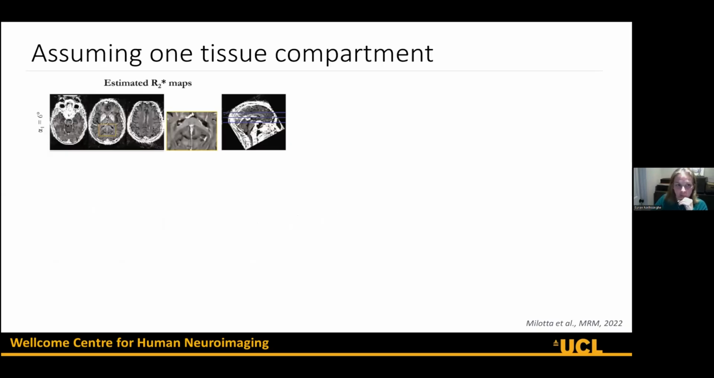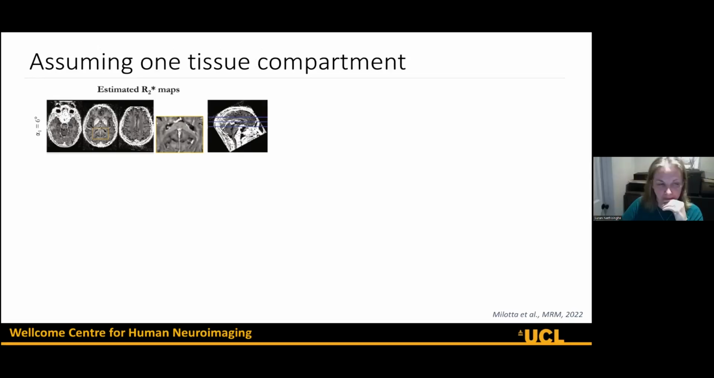So let's take, for example, an estimate of R2 star. So this is telling us how the signal is decaying over time, as we sample across different echo times. These maps are very useful because they can tell us about distributions of iron content, for example. So you can see the basal ganglia are appearing with high R2 star values because of their rich iron content. And also myelination and higher myelin levels, as you see in particular fiber pathways, such as the zoomed in region of the corpus callosum, can also lead to more rapid decay.